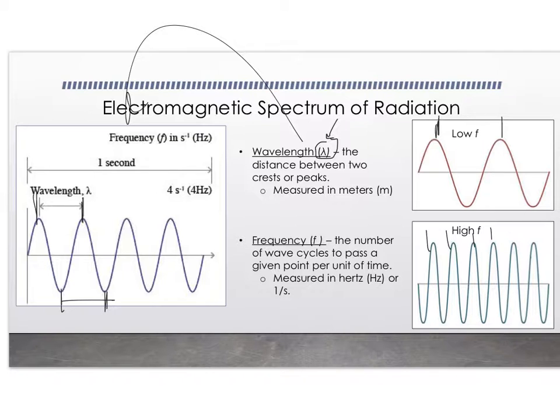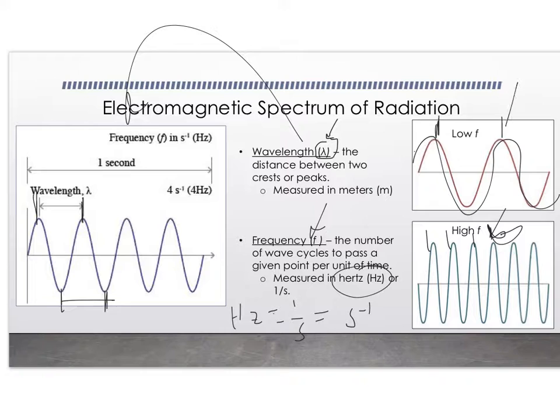If you look at the top wave and the bottom wave, that relates to what is known as frequency, which is the number of wave cycles to pass a given point per unit of time. This is measured in hertz, which is equivalent to 1 over second, which is also equivalent to second to the negative first power. The more wave cycles you have, the higher the frequency, and the lower the number of wave cycles per unit of time, the lower the frequency.